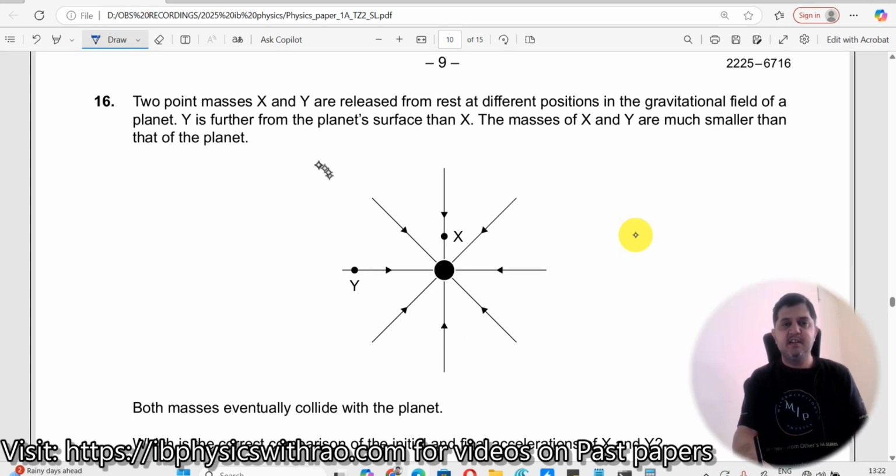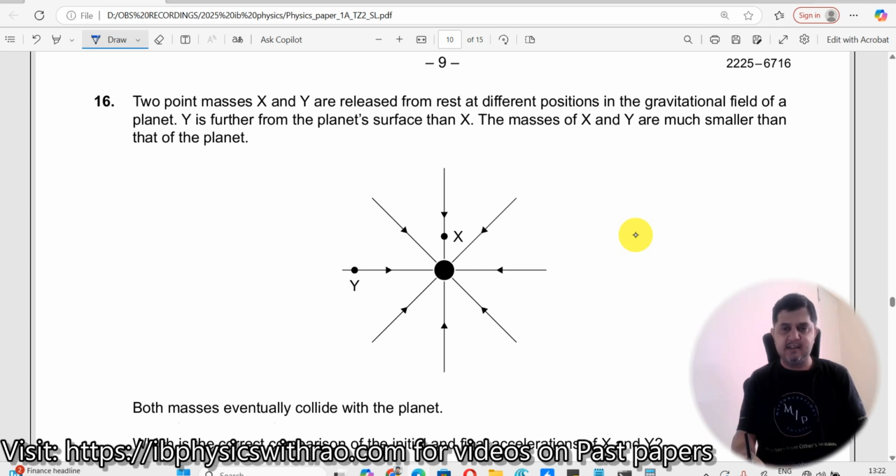Question number 16. Two point masses X and Y are released from rest at different positions in the gravitational field of a planet. From the planet surface other than X, the masses of X and Y are much smaller than that of the planet. So both masses eventually collide with the planet.